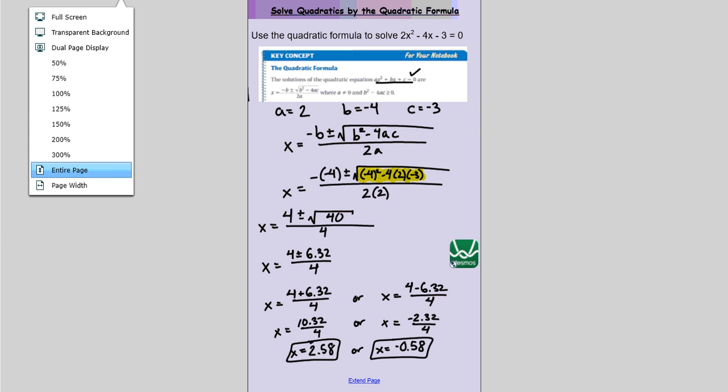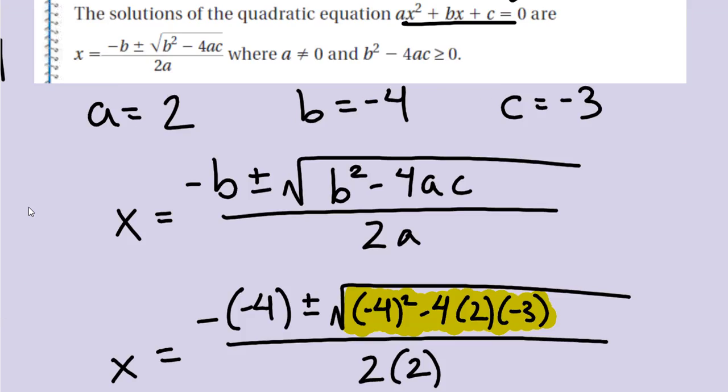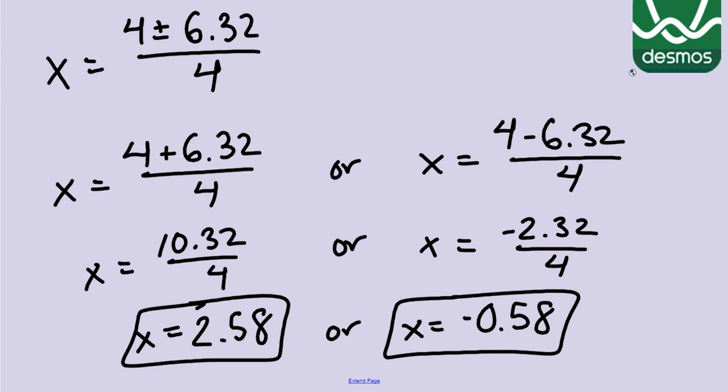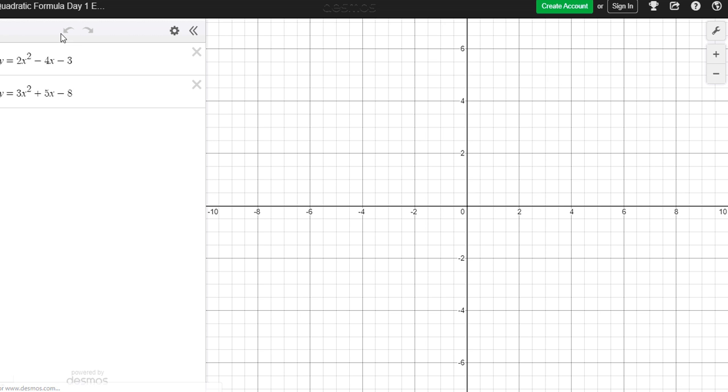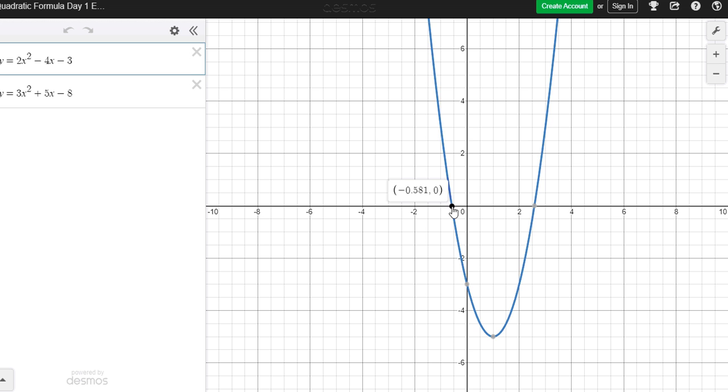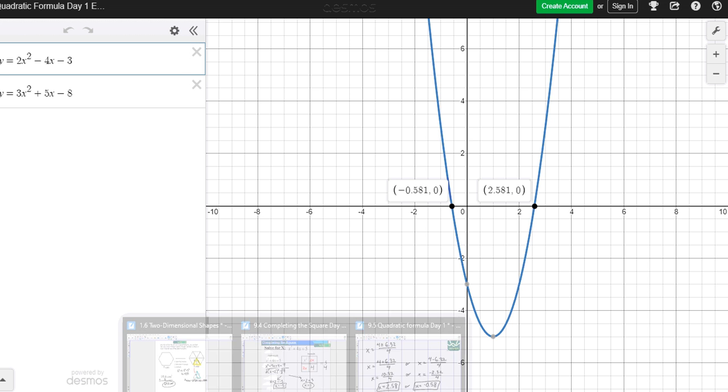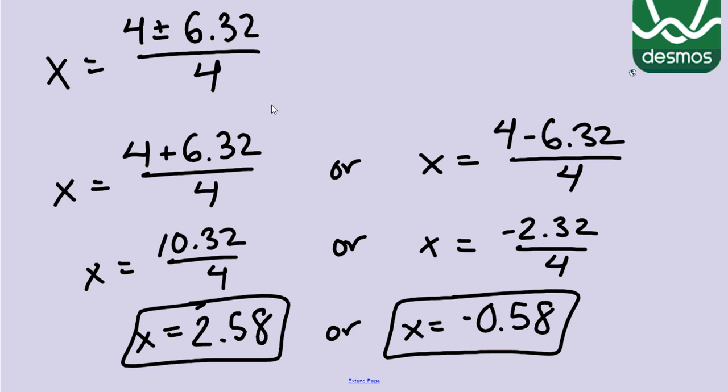Let's use Desmos to check and make sure we found the correct x-intercepts, the correct solutions. You could also plug these back in for x in the equation, they should work out. If I use Desmos to check, if I type in the equation, 2x squared minus 4x minus 3, negative 0.58, positive 2.58. They're correct. So there you go.